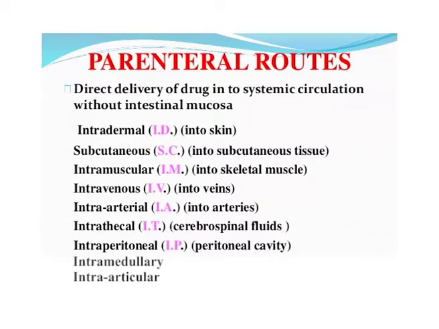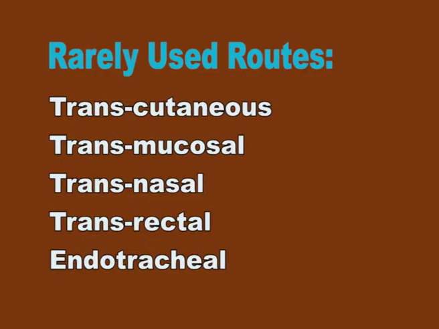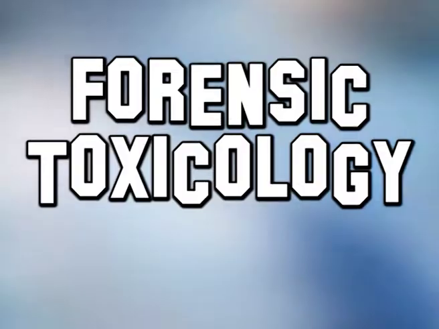Injection. Drugs can be injected by the following methods so that they can directly circulate in the blood: intradermal, subcutaneous, intramuscular, intravenous, intraarterial, intrathecal, intraperitoneal, intramedullary, intraarticular. Apart from these routes, some transcutaneous, transmucosal, transnasal, transrectal and endotracheal routes are also there but rarely used for the patients.